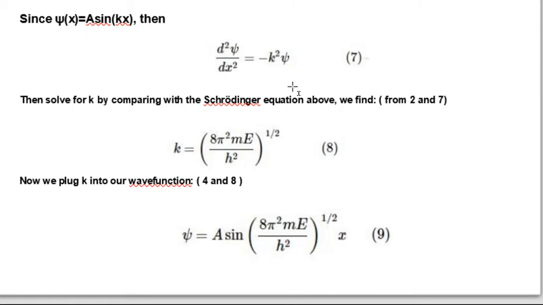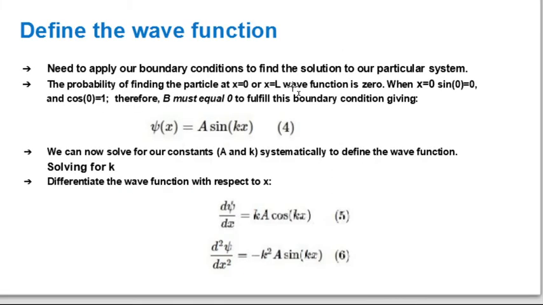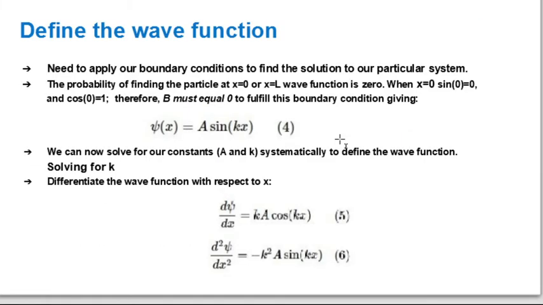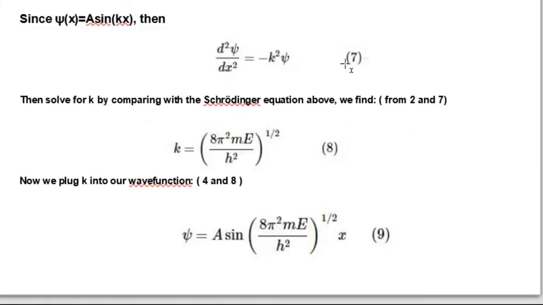Now we can combine this equation 7 and equation 2. Equation 2 is here. If you cross multiply and bring these two constants also to the right hand side, then 2 and 7 can be equated, left hand side can be equated, then we can solve for k. Straightforward high school algebra only. Then we get k is equal to 8 pi square me by h square, the whole raised to half, or square root of 8 pi square me by h square. Okay, we have solved for k.